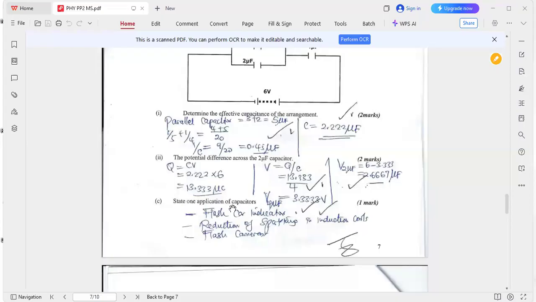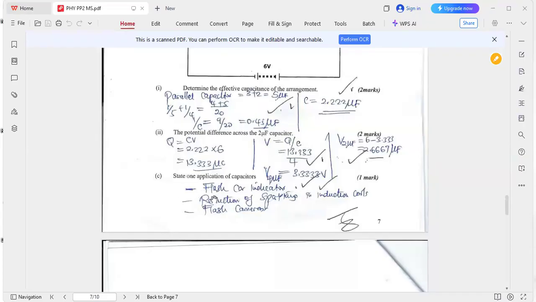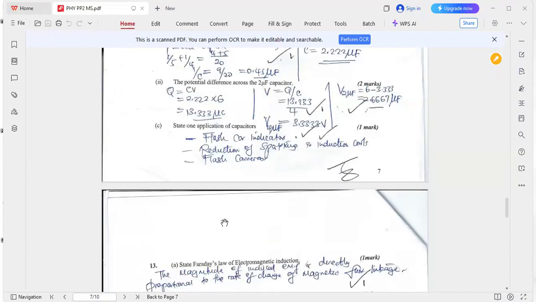State one application of capacitors. We have so many uses of capacitors, one being a car flash indicator, reducing of sparking in an induction coil, then we have the camera flash unit. We also have areas like rectification. We use a capacitor to smoothen the DC output in rectification, that is changing AC to DC.